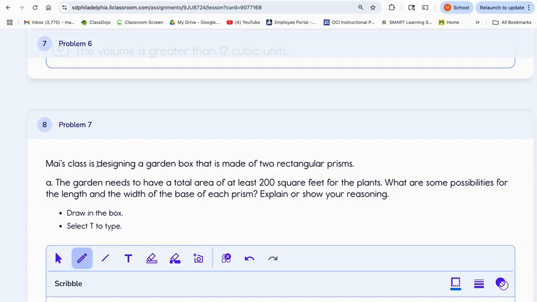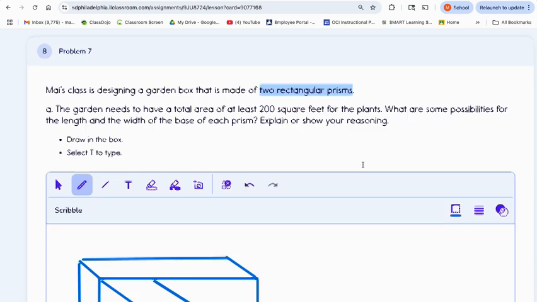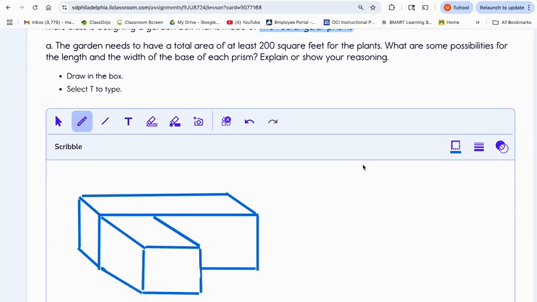In this problem, my class is designing a garden box that is made of 2 rectangular prisms. To better understand a problem like this one, it is important to visualize what this might look like. Although it is not necessary for you to do this, as it might pose a challenge, I drew a garden box made of 2 rectangular prisms to help you envision what it might look like.